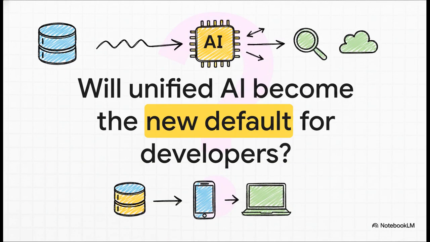And that leaves us with a really interesting question to chew on. As AI features stop being a novelty and become a standard, expected part of our apps, is this kind of simple, unified approach going to become the new default for how we build software? It's something to think about.